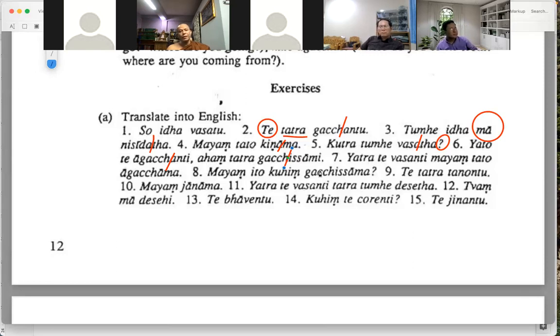Yadodi, agachandi, dadara gache sami. So in this sentence, the ya sentence or relative sentence is first, the main sentence is later. But later you will see the ya sentence is later, the main sentence is first also we can see. So yadodi, agachandi, where they come from. So dadara gache sami. I will go there where they come from.